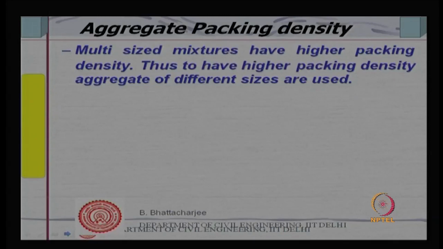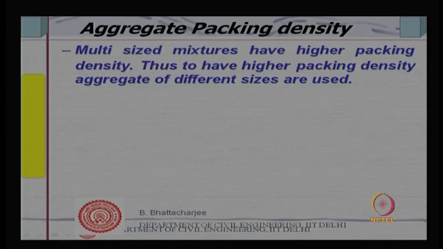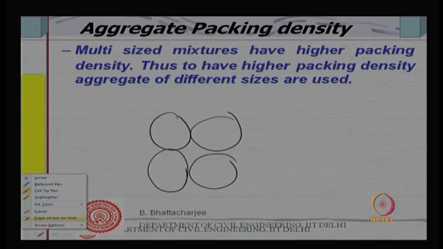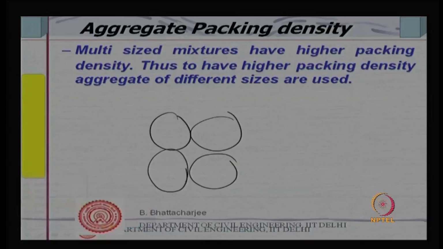multi-size mixtures have higher packing density. Thus, to have higher packing density, aggregates of different sizes are used. How is it? Let us first look at it simply. Supposing these are my particles and they are packed, let us say again in simple cubic packing. Now, let me put another aggregate, finer, in between.